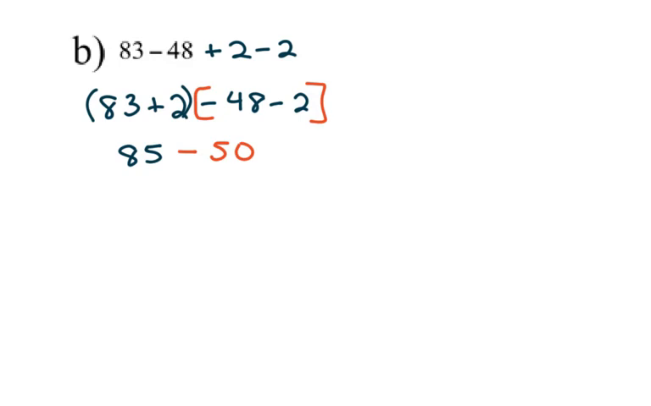And so now we have a subtraction problem that is much more manageable. 85 minus 50 is going to give us 35, which was a little bit quicker to get to than using regrouping of 83 minus 48 in a traditional manner.